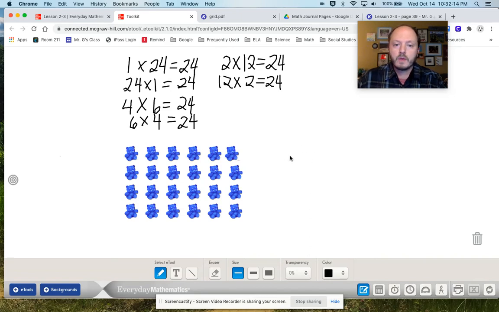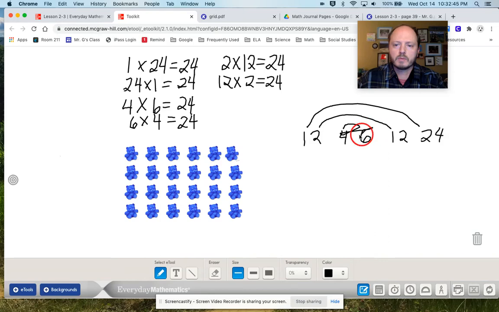So, are there any other facts? We have 1 and 24. They go together. And then we have 2 and 12. They go together. And then we have 4 and 6. They go together.